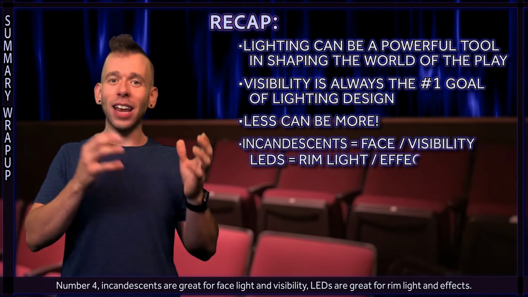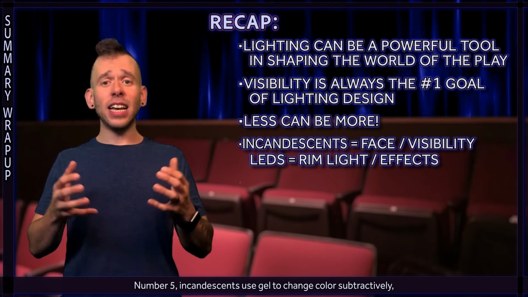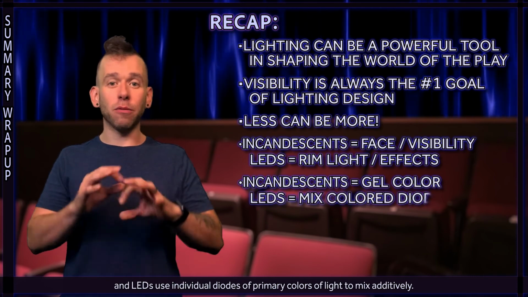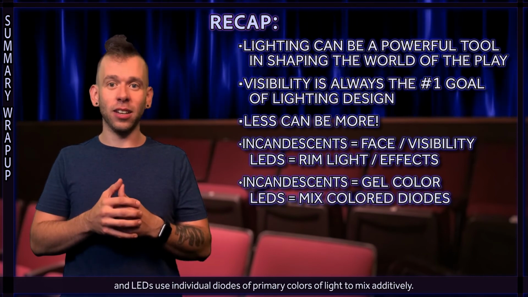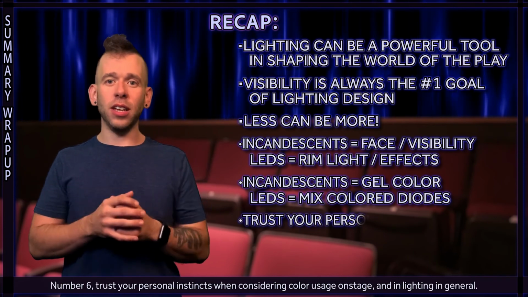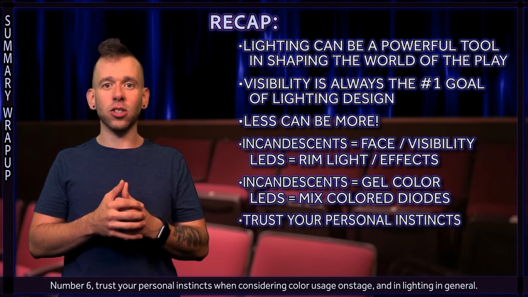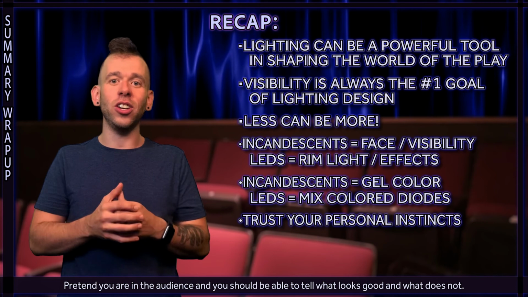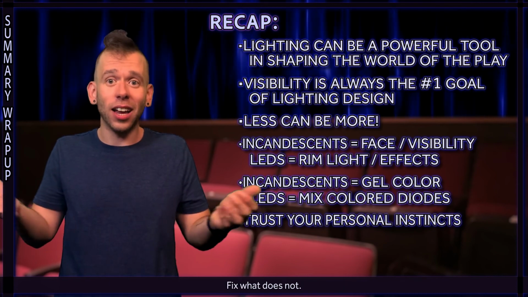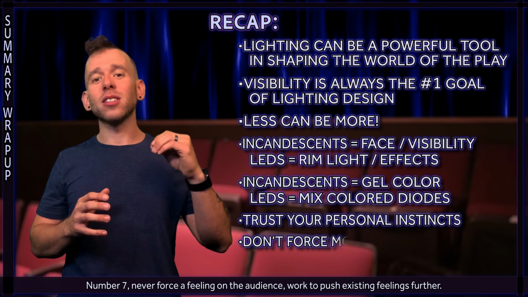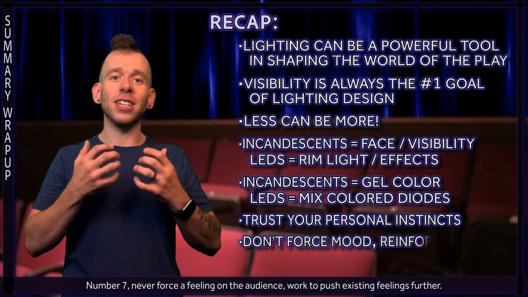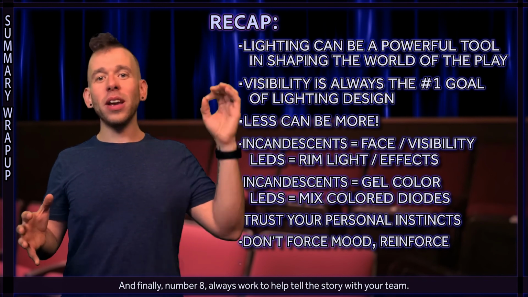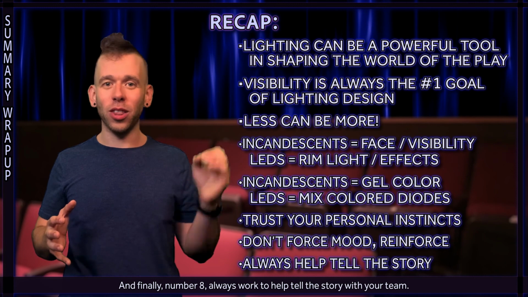LEDs are great for rim light and effects. Number 5, incandescents use gel to change color subtractively, and LEDs use individual diodes of primary colors of light to mix additively. Number 6, trust your personal instincts when considering color usage on stage and in lighting in general. Pretend you are in the audience and you should be able to tell what looks good and what does not. Fix what does not. Number 7, never force a feeling on the audience. Work to push existing feelings further. And finally, number 8, always work to help tell the story with your team.